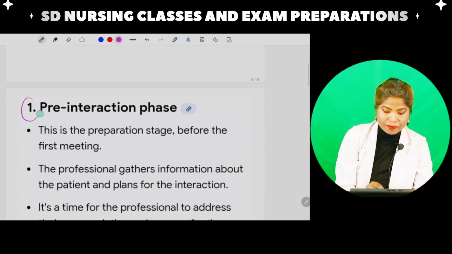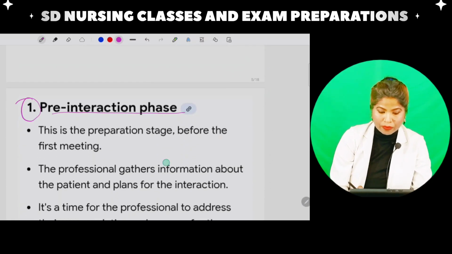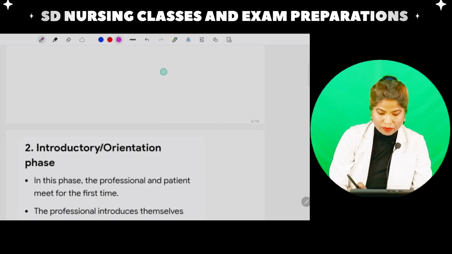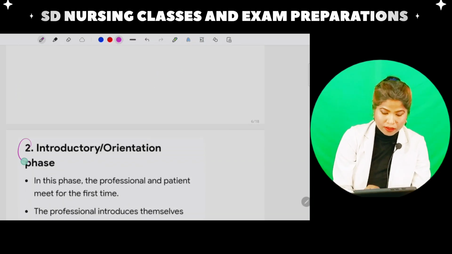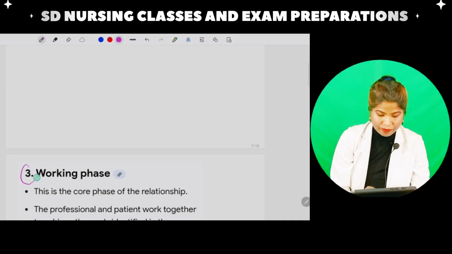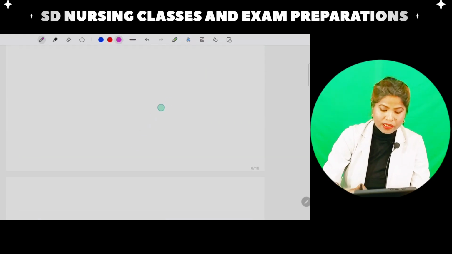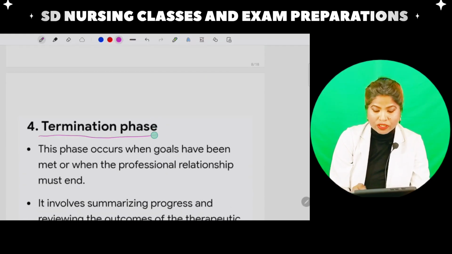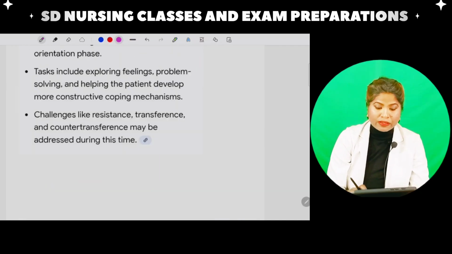Pre-interaction phase, then introductory phase, then working phase, and last is what? That is the termination phase. So, what happens in each phase?